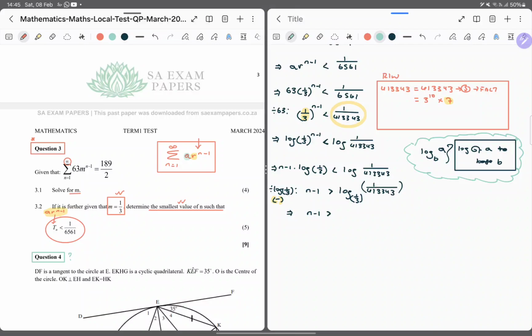So we've got log of the number, which is 1 over 413,343 to base 1 over 3. That's how you read it. Please, please, please, read it like this.